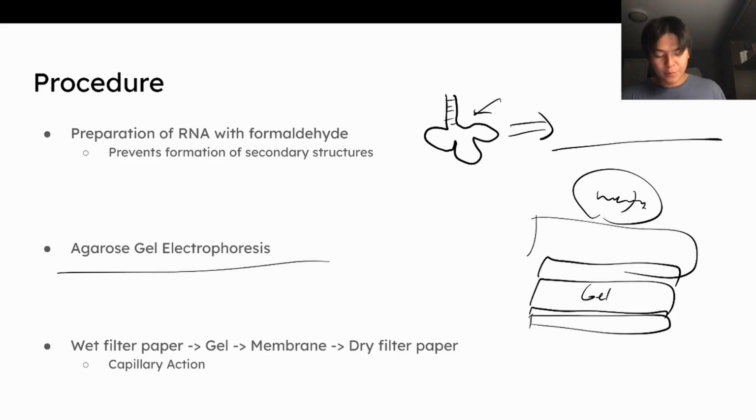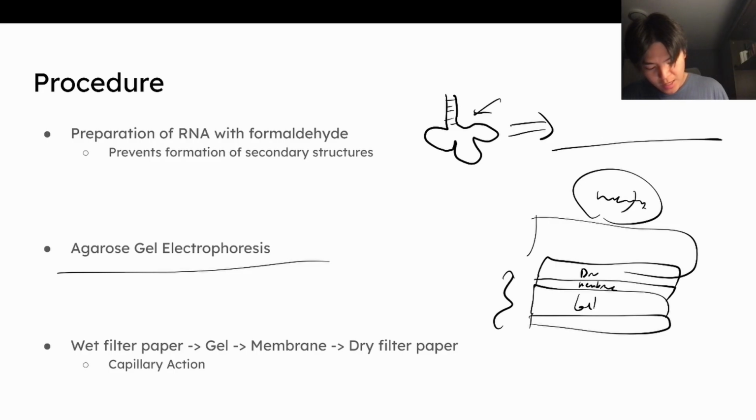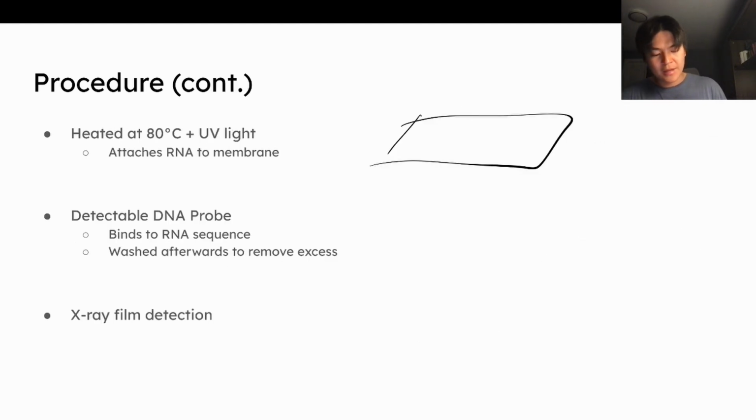And then we do the same thing. Capillary reaction goes up, and we transfer all of the RNA onto the membrane. Sorry, the gel should be under the membrane. That's my bad. Gel, and then we have our little membrane. This is dry, wet, dry, right? So capillary reaction, and then we're left with a membrane that has all our RNA strands.